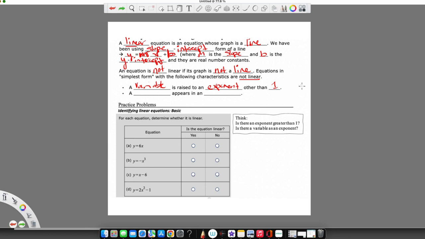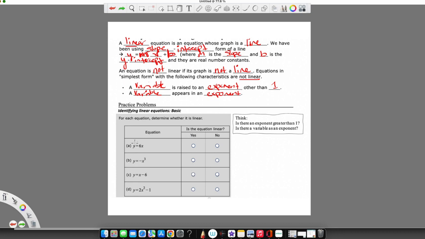No exponents, really. We can also say it's not a linear equation if the variable appears in an exponent. If we see something like 2 to the x power, this is exponential. We do not want this to happen. This would be a no. That's not linear. So these are really the two questions we want to ask: is there an exponent other than 1, and is there an exponent that's a variable? If I answer no to both those questions, then we have an equation that's linear.